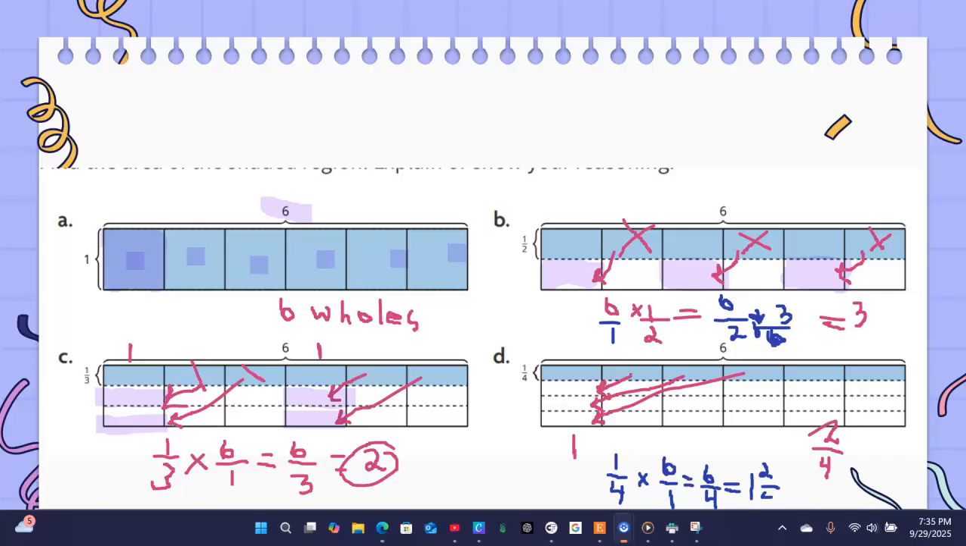2/4. And for my advanced students, you should also know that 2 is half of 4, so we can represent it as 1 and 1/2. That's for advanced thinking. If you're able to see that, that's great. So that would be 1 and 1/2 for that final image. Okay, hopefully that helped.